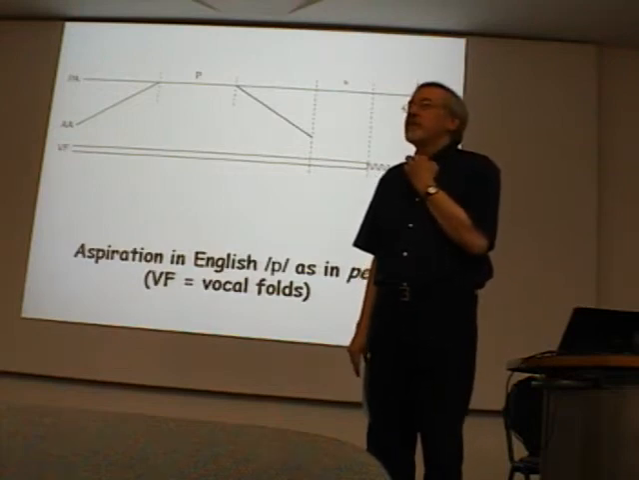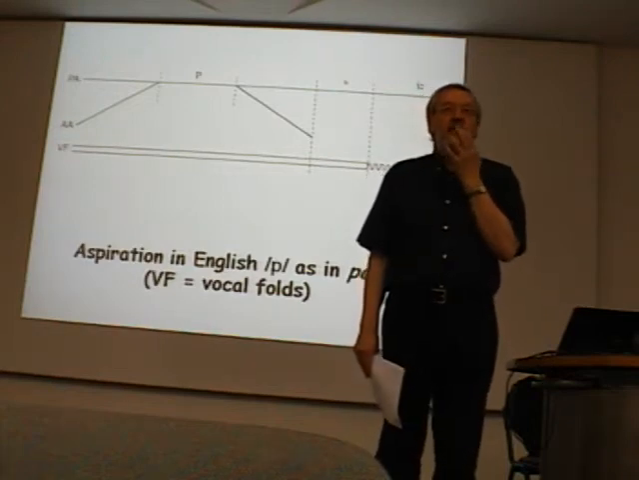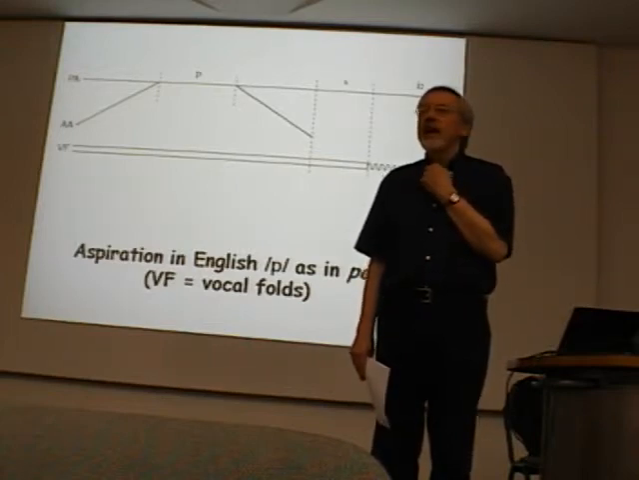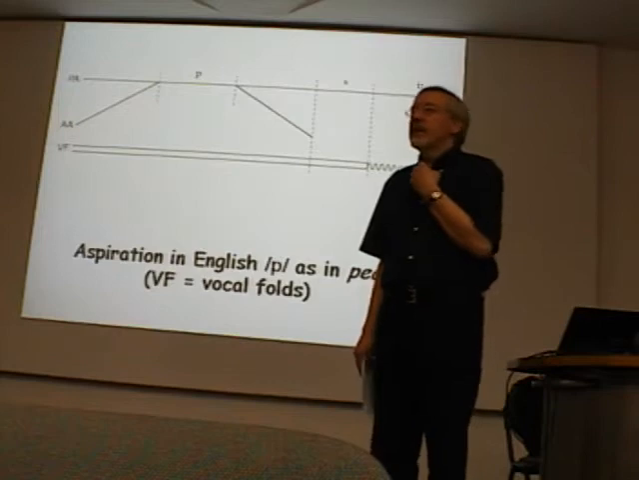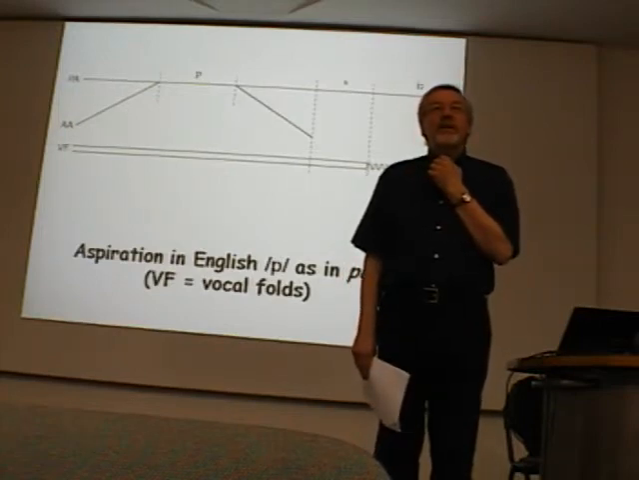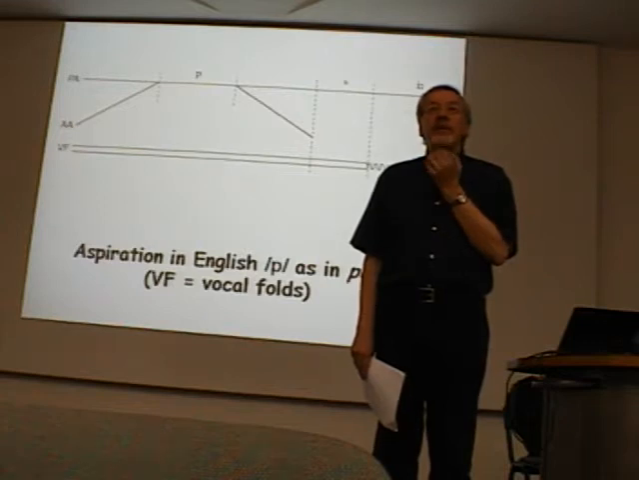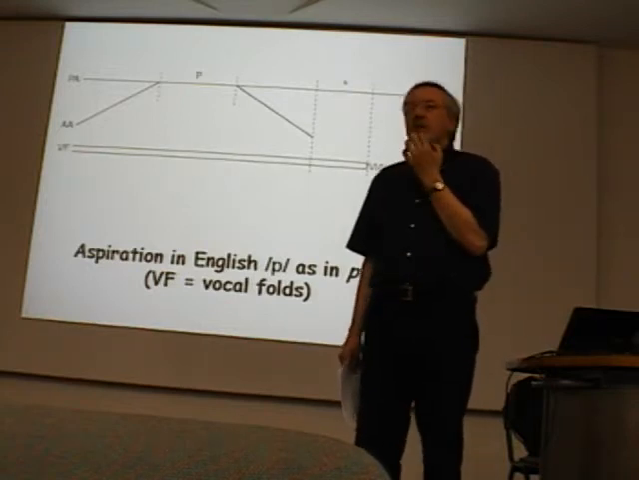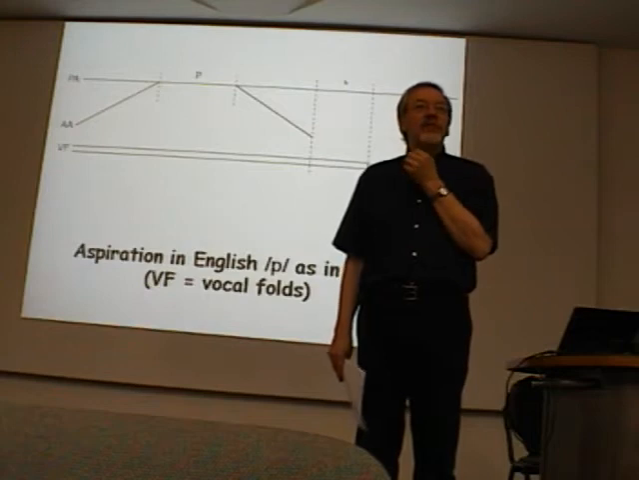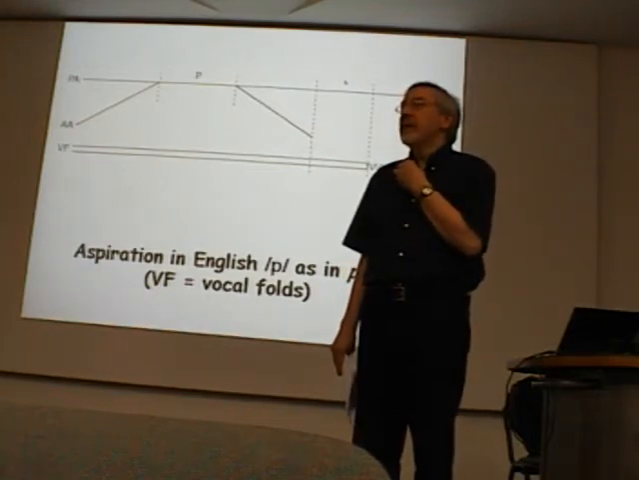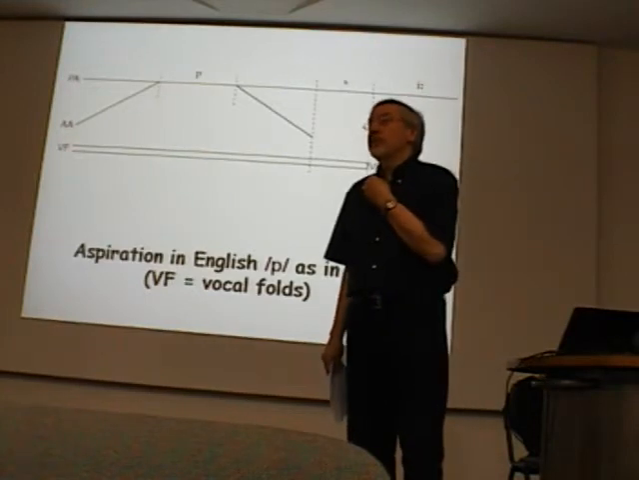That for the aspiration languages, the closure is looser. It's not as tight as it is in, say, Dutch or Spanish or French. It's as if in English and other aspiration languages you have a leaky valve, and for the non-aspiration languages you have a tighter valve, which doesn't allow the air to escape in the same way. So I think that is the important thing about it.